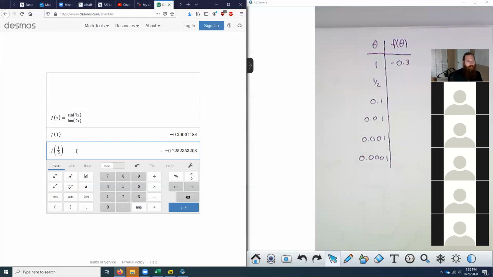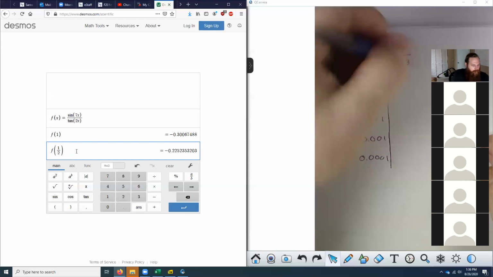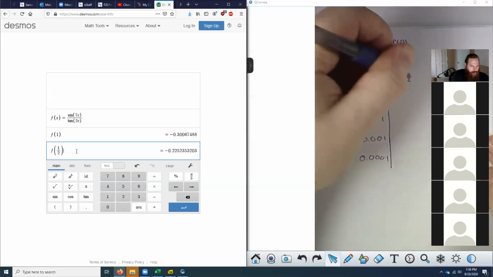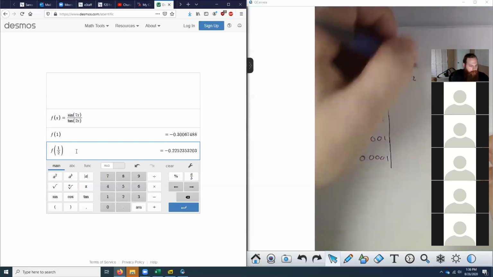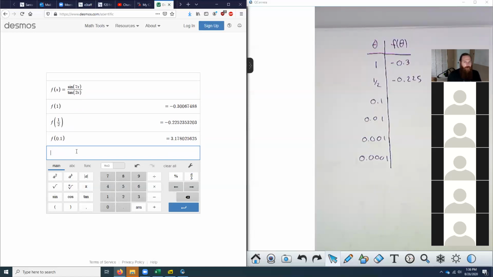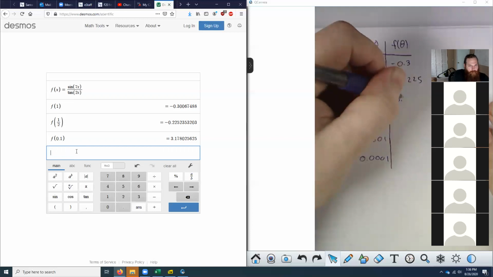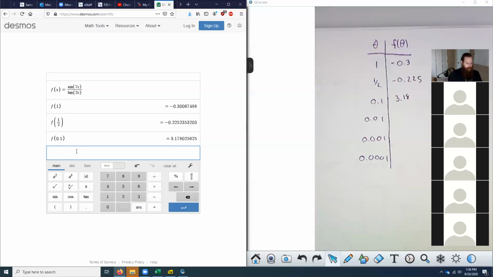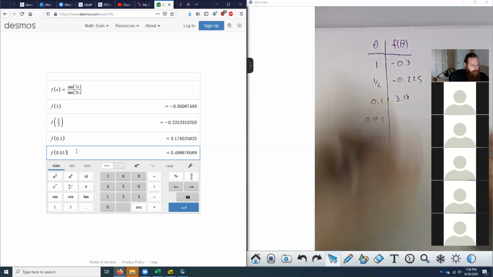f of 1/2, if I plug in 1/2 for theta, I get negative 0.225. I'm not rounding anywhere in particular here. Just trying to get a feel. That's the idea of this problem. They just want you to play around and start to get a little bit of a feel for what limits are and how they behave. This guy is 3.18-ish. Then we get 3.49.